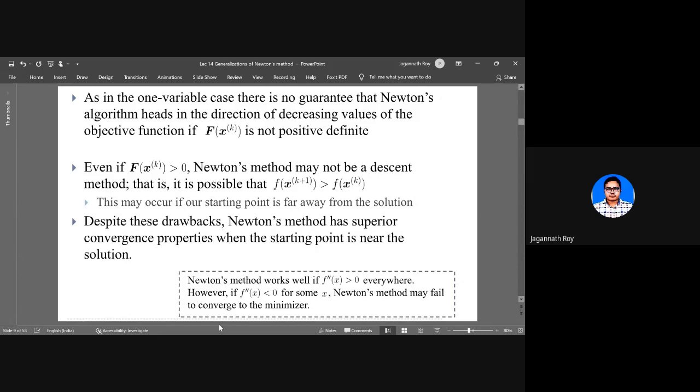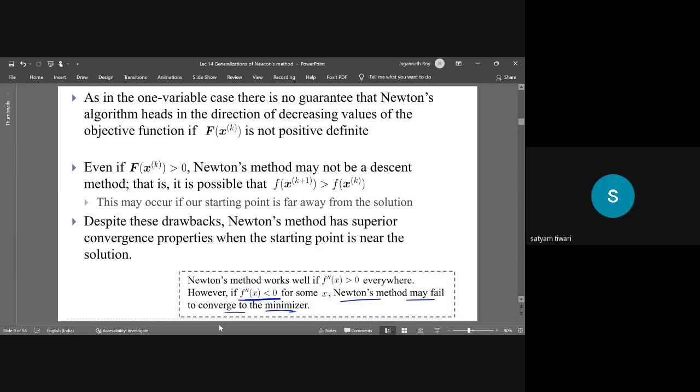Now if this second order derivative is negative, then Newton's method fails to converge to the minimizer. Okay. This is for the one variable case also. Similarly, for the several variable case we have the same situation. 0 or negative? Negative, not 0. Negative definite or 0 also, for both cases.